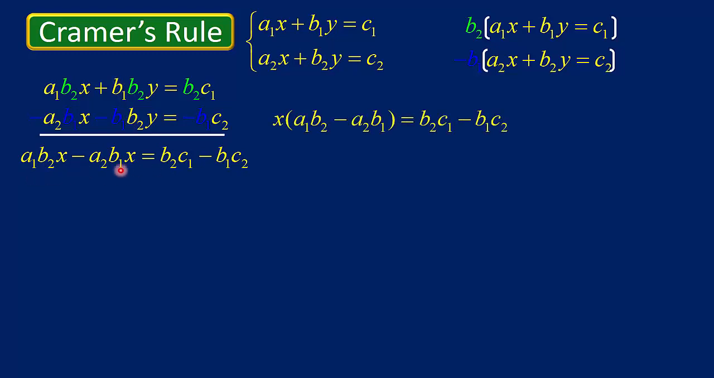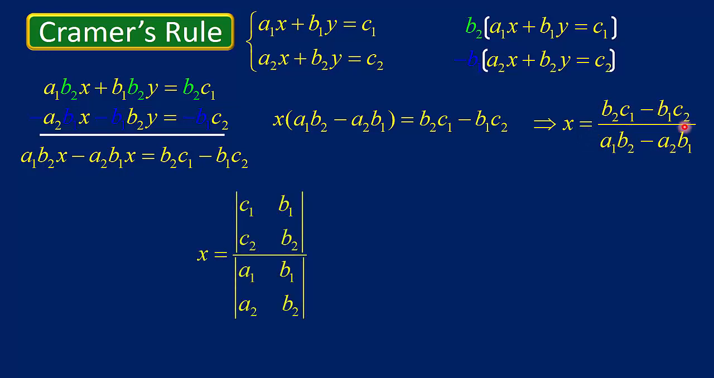Now, I want to factor out an x over here, because remember, I'm trying to solve for x. I eliminated the y's, now I'm going to solve for x. I factored out the x, and now I just divide by this. There we go. So this is what x equals. This is a generalization of the elimination method. If you notice though, this top thing right here and this bottom thing right here, these are determinants. In fact, I could write the top as the determinant of C1, C2, B1, B2.